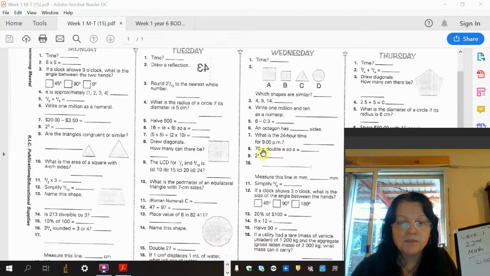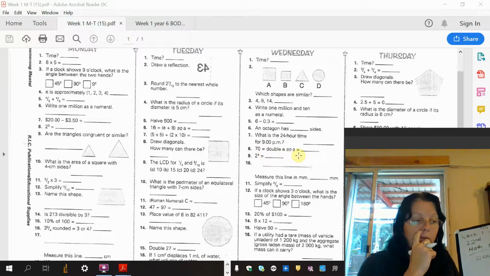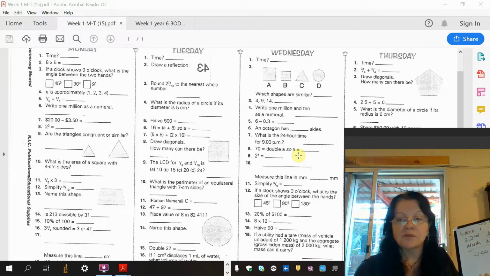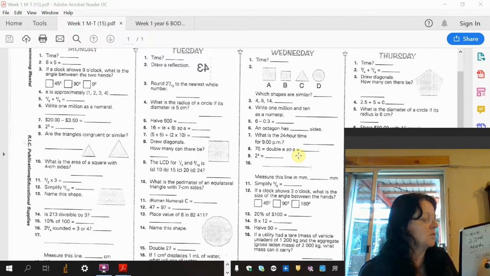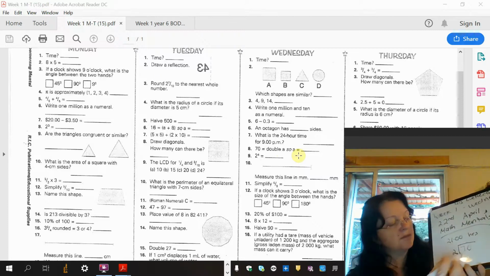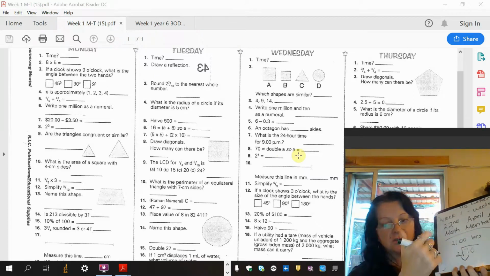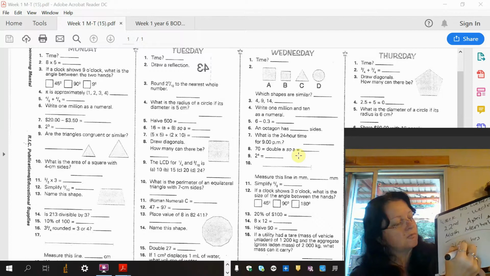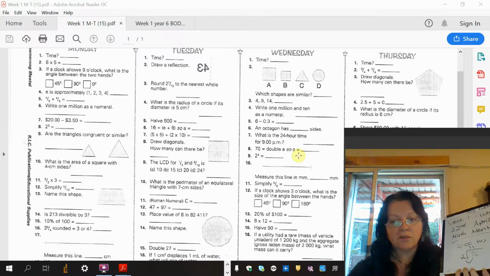Okay, next one, 70 equals double A. So A is, how are we going to work that out? If we double something to get 70, well, we can't multiply 70 by 2 because that's already the big number. So what we're going to do is we're going to divide by 2. So we do our little house around 70. 2 into 7, 2, 4, 6 is 3 and 1 over. And 2 into 10 is 5. So our answer is 35.